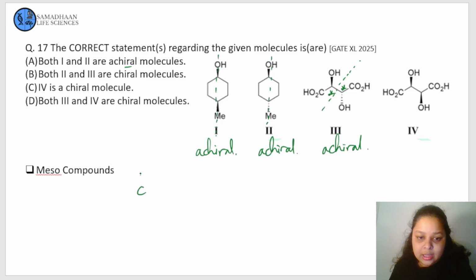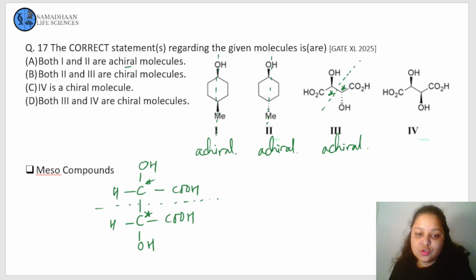For example, if I take a molecule like here, COOH and then COOH, OH. So this is a chiral center, this is also a chiral center, but here is a plane of symmetry. So overall the molecule will be achiral, and this type of compound is called a meso compound. So let's check the fourth option. Here is one chiral center, a second chiral center, and this does not have any plane of symmetry. So this will be the only chiral molecule among these four.